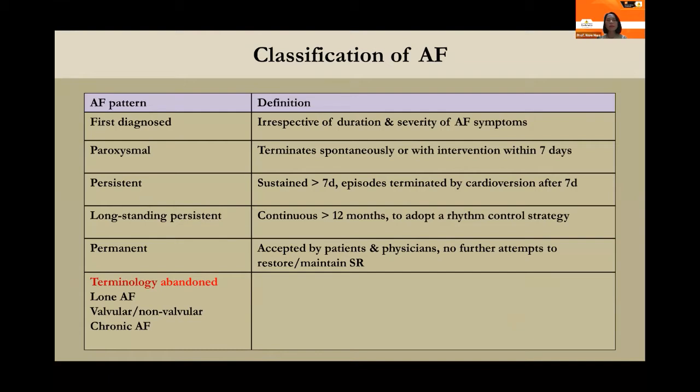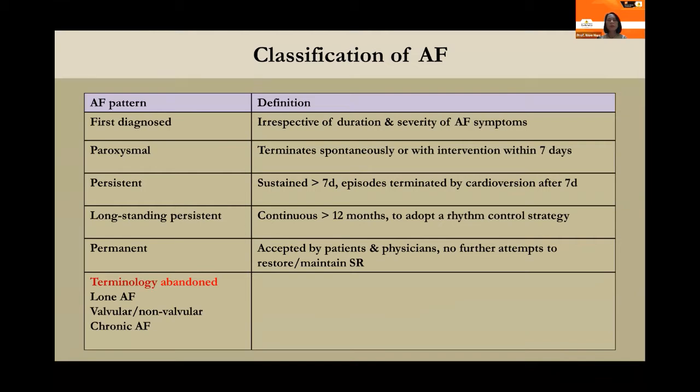is the first-time diagnosis, irrespective of the duration and severity of atrial fibrillation symptoms. Paroxysmal atrial fibrillation is terminated spontaneously or with intervention within 7 days. Persistent atrial fibrillation is atrial fibrillation lasting more than 7 days, where the episode is terminated by cardioversion after the 7 days. Long-standing persistent atrial fibrillation is continuous atrial fibrillation of more than 12 months, where a rhythm control strategy is still being considered.